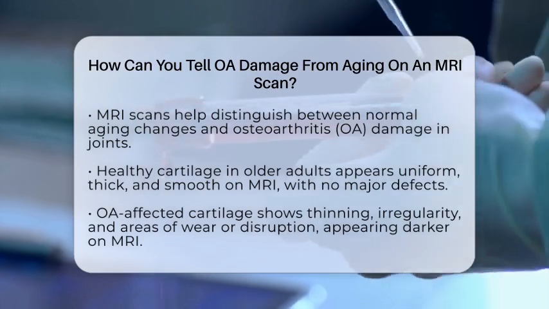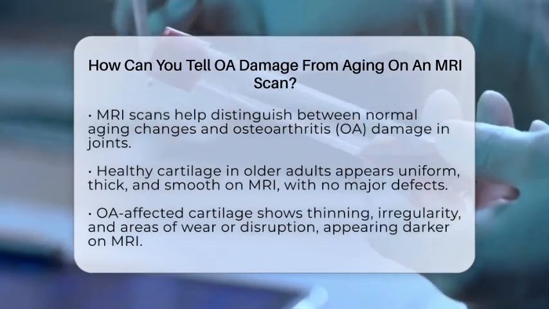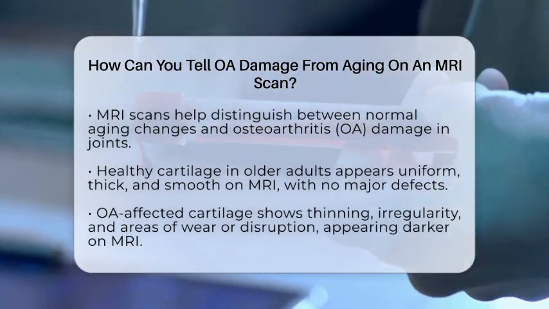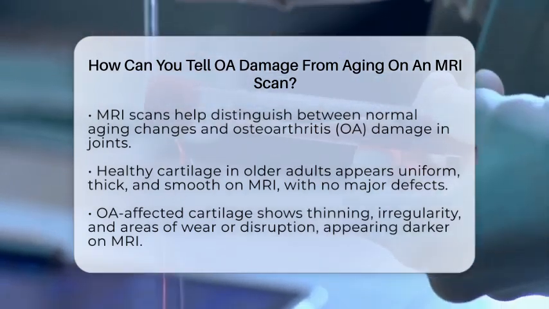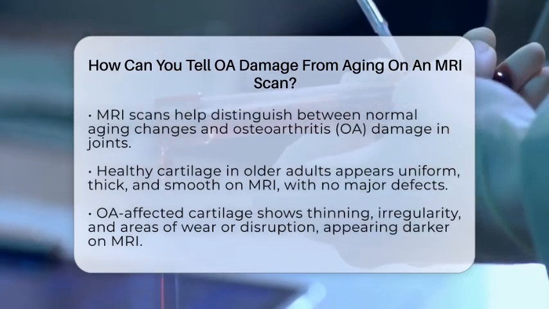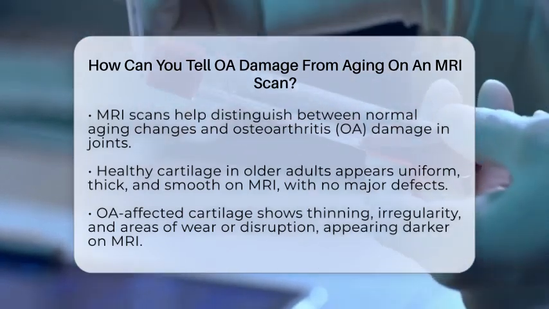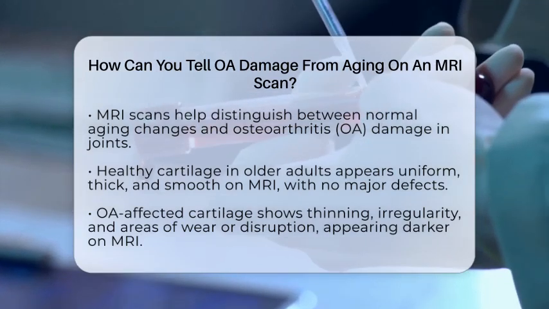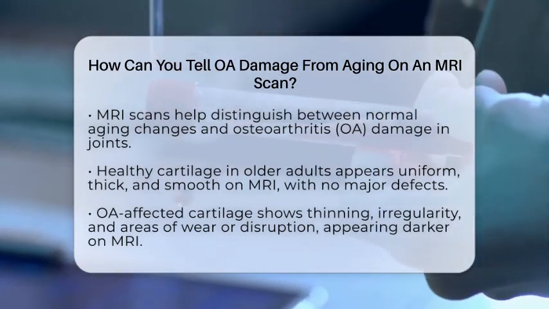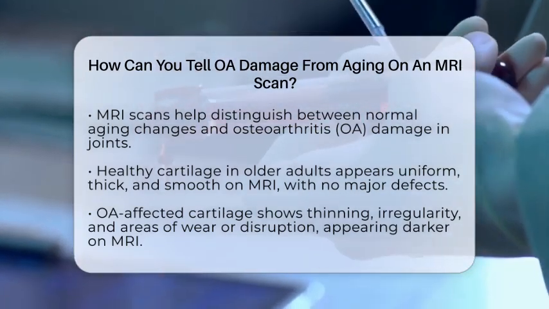On an MRI, healthy cartilage in older adults usually looks pretty uniform. It stays thick and smooth with no major defects. But in osteoarthritis, the cartilage shows significant thinning and irregularity. You might see areas where the cartilage surface is worn away or disrupted. These appear as darker or altered signals on the MRI, indicating cartilage breakdown.